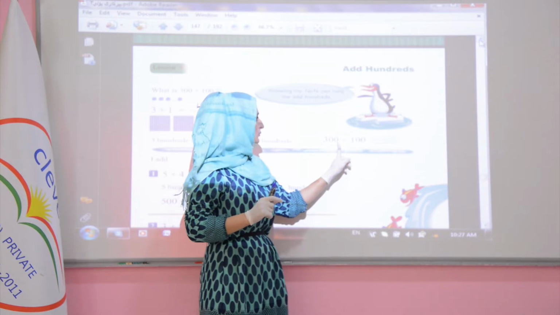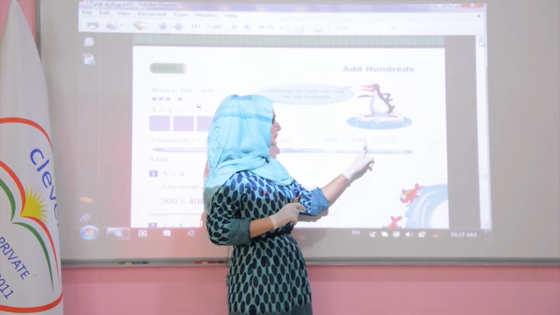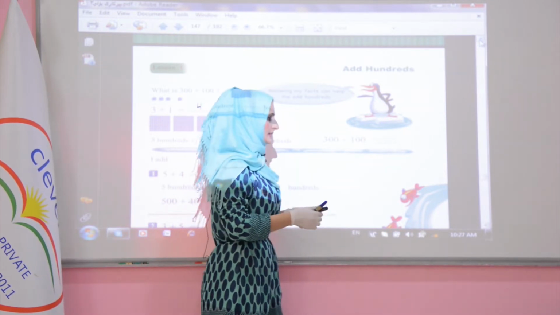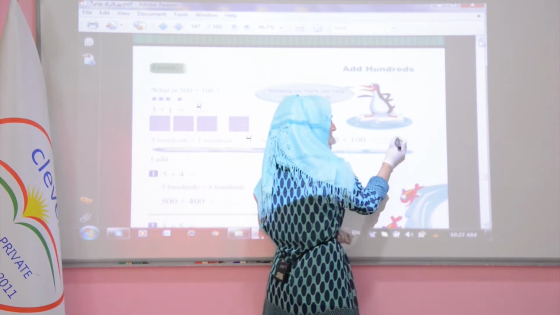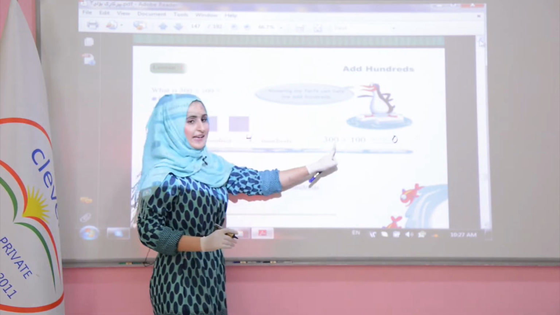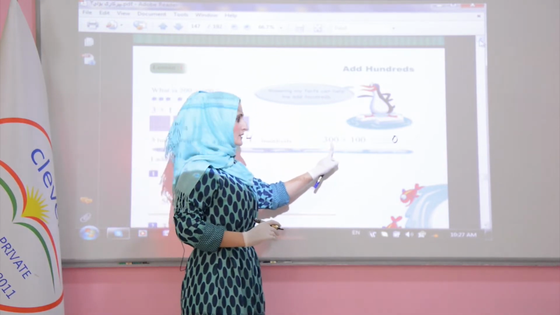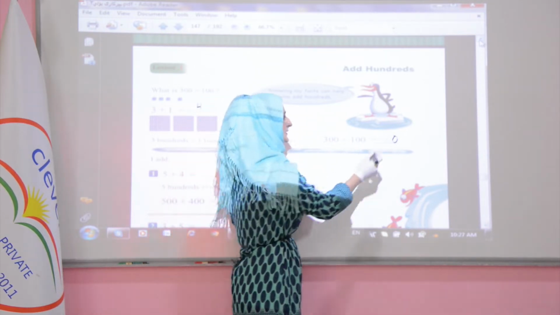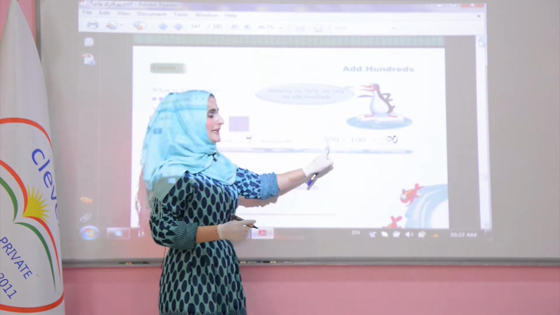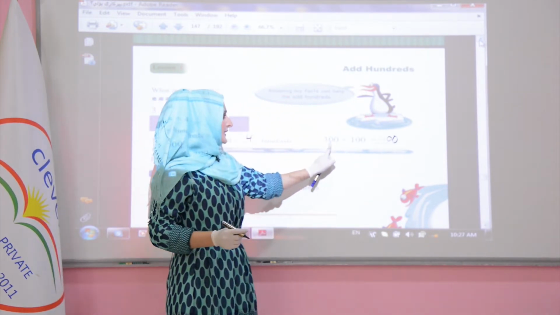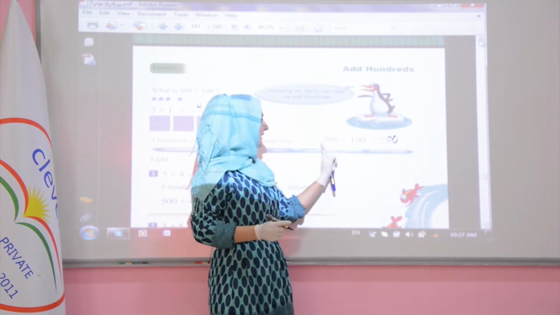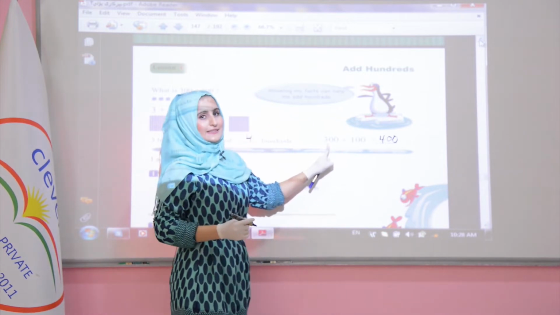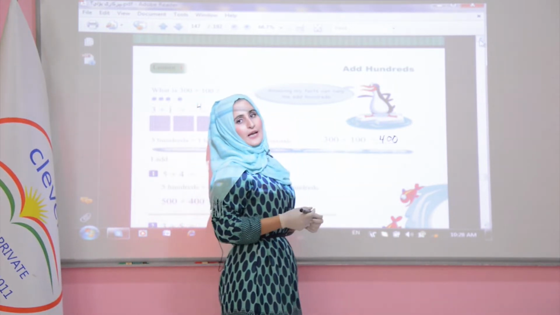In ones we have 0. 0 plus 0 equals 0. Now, in tens, we also have 0. 0 plus 0 equals 0. And now in hundreds, we have 3 and we have 1. 3 plus 1 equals 4. So 300 plus 100 equals 400.